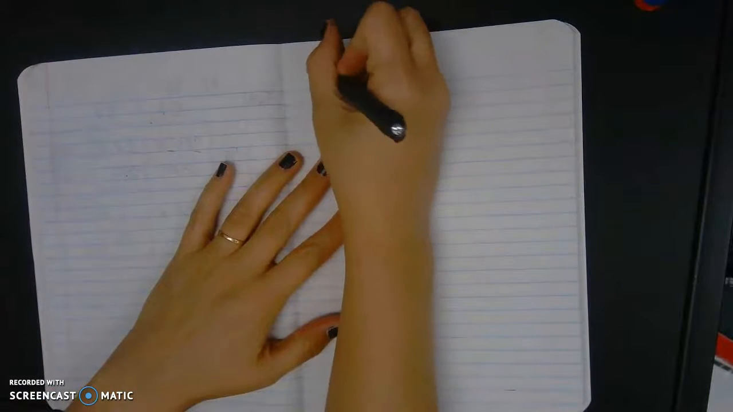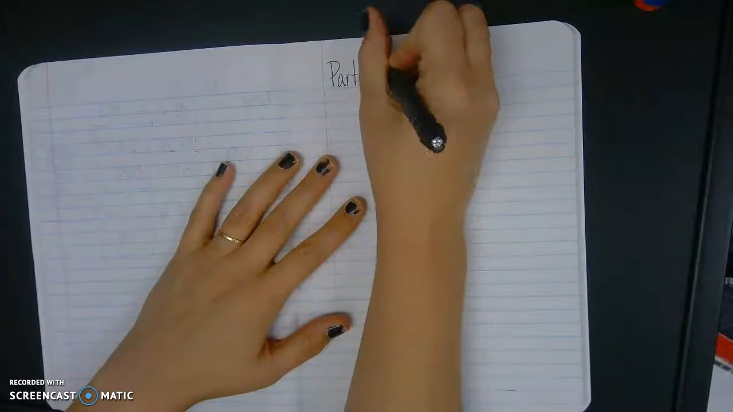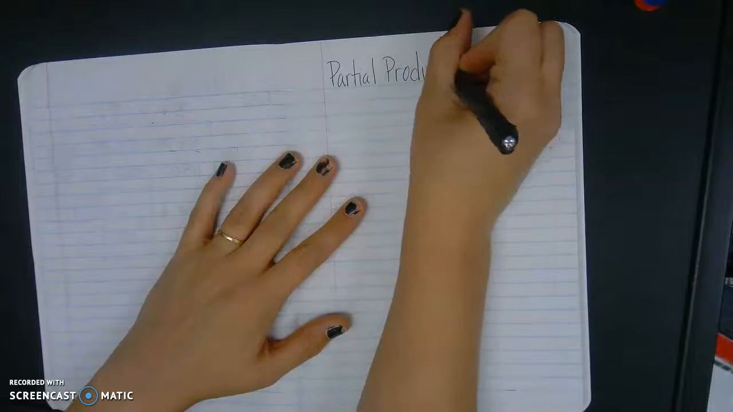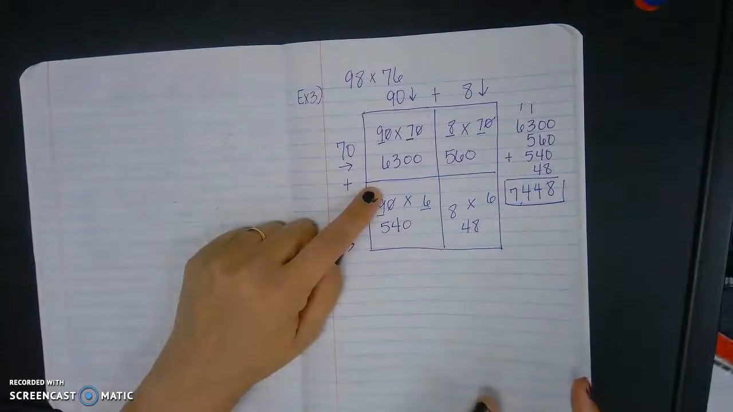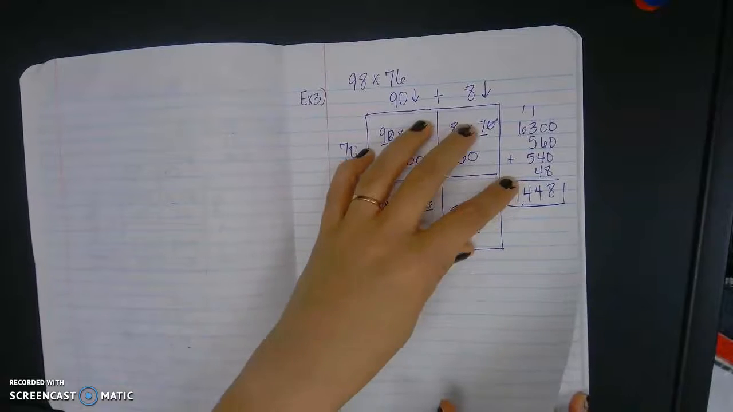Hey guys, okay, so we're going to talk about our third way to multiply today. The way I'm going to show you is called, let's put our title up here, partial products. All it is, is just like our area models we've been doing, except you don't have this nice graphic organizer to help you stay organized.